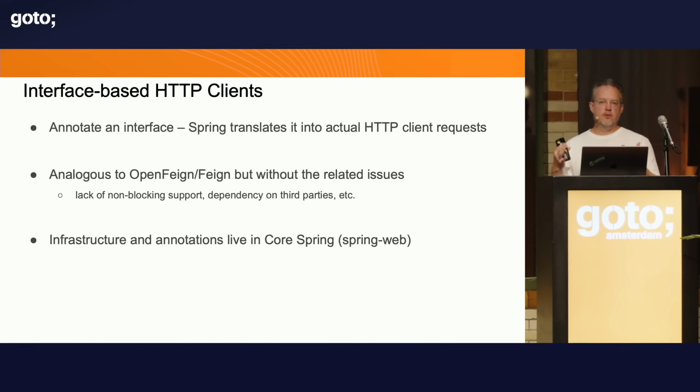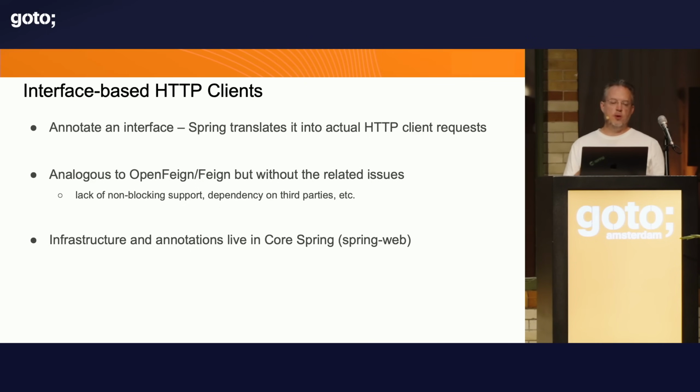You want to just have a declarative way and say, I have an interface, these are the methods I want to call, and please, Spring, when I invoke this method, make the call for me on some remote server and take care of all of the marshalling and unmarshalling and all that kind of stuff. So this is analogous to existing projects out there, Feign and OpenFeign, but without the related issues such as lack of non-blocking support or dependency on third parties and difficulty to upgrade and all that kind of stuff.